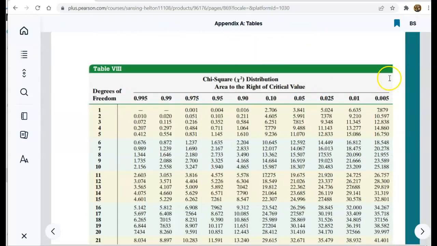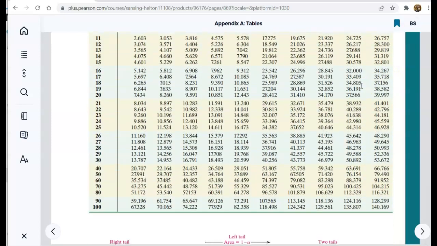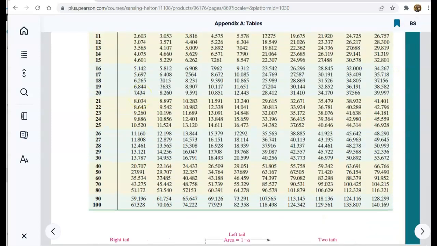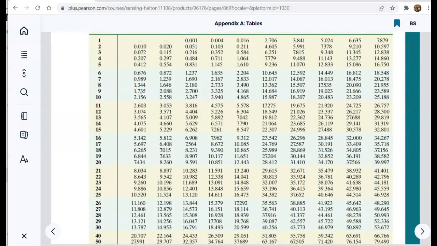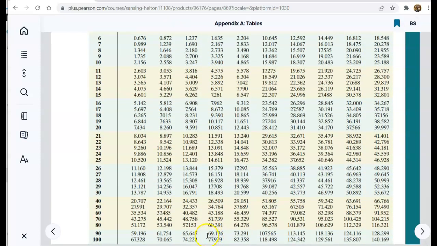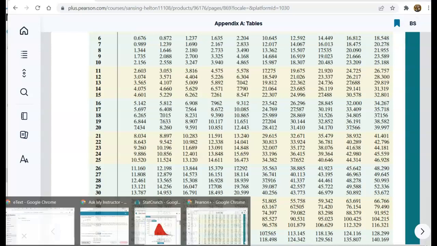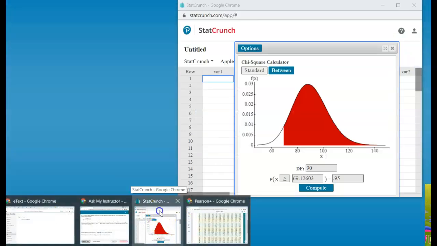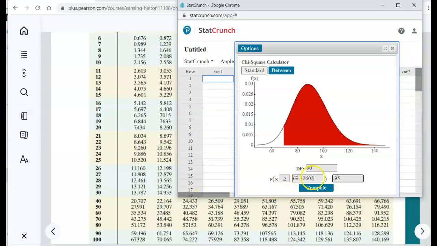For Table 8, we have a degrees of freedom of 90, and we're looking for the 95, which is the one we just found. In the table, the value is 69.126, and when we used the StatCrunch calculator, we got 69.126. So you can see that they're almost identical using the table or using the StatCrunch calculator.